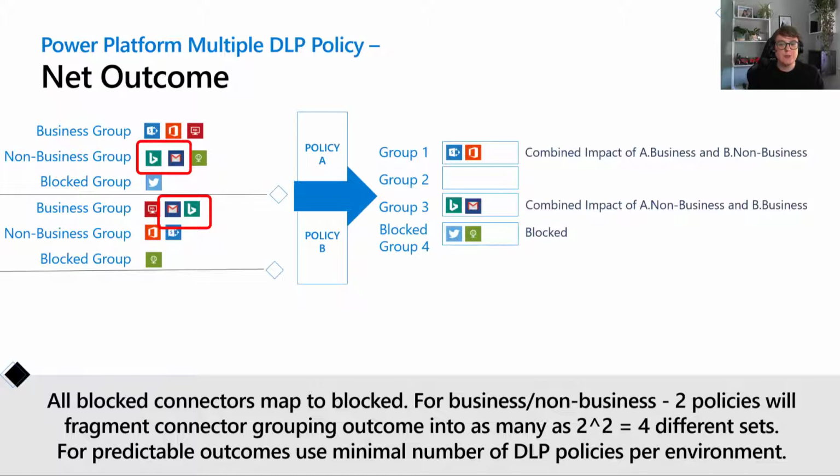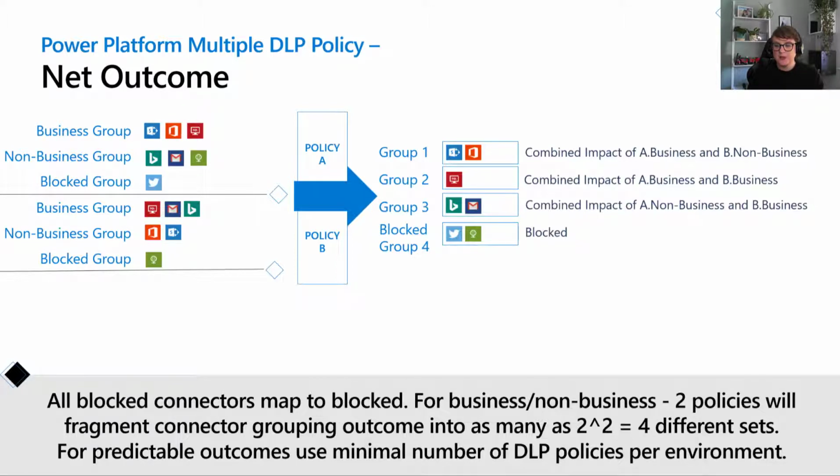Similarly, Bing Maps and Gmail are in the same group in both of these policies, so they can continue to be used together in an application. And then the SQL connector can only be used on its own. In policy A, the use of the SQL connector is only allowed with Office 365 and SharePoint. And in policy B, SQL is only allowed to be used with Gmail and Bing Maps. Because none of these connector combinations are the same across the groups, this connector can only be used on its own.